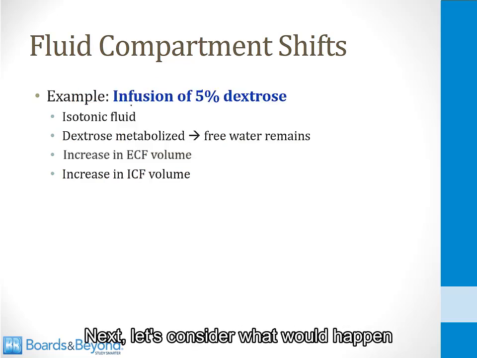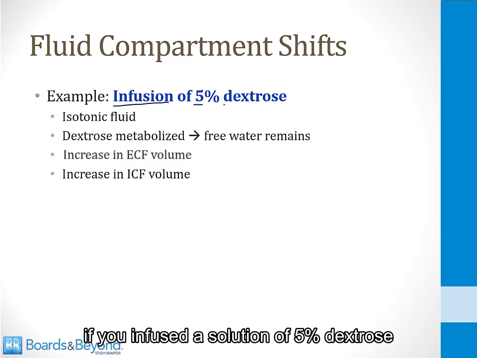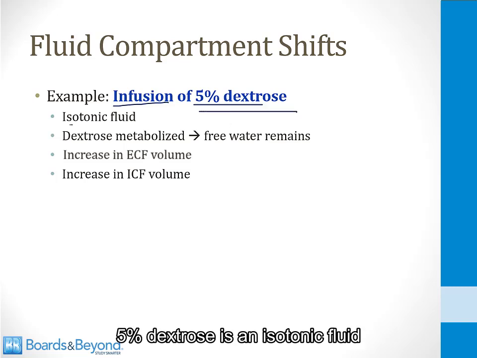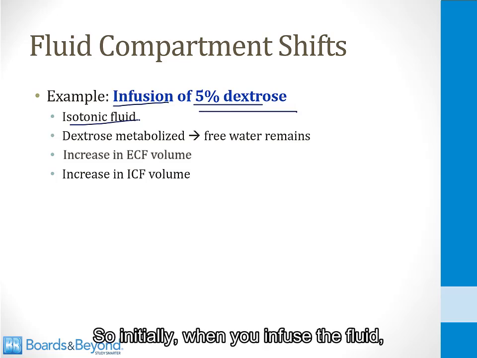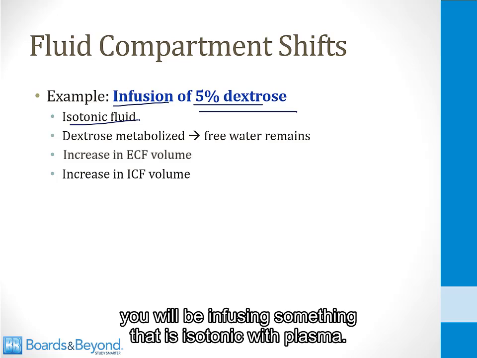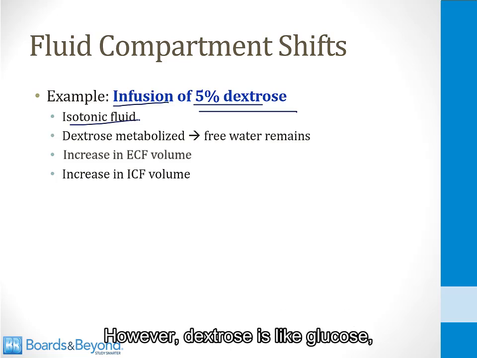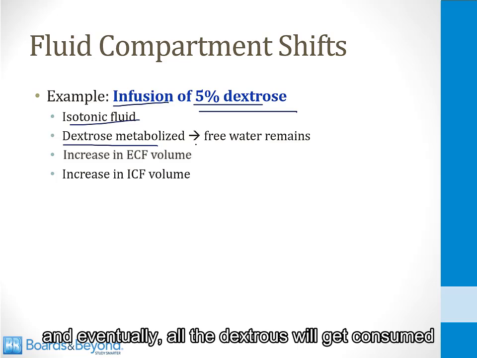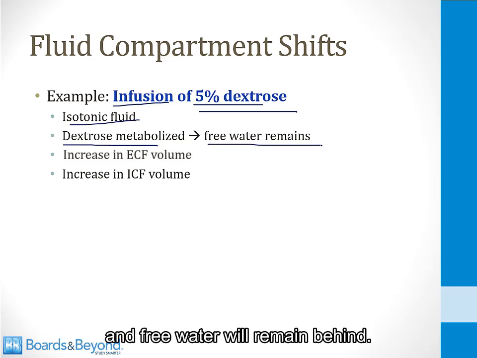Next, let's consider what would happen if you infused a solution of 5% dextrose into a patient's veins. 5% dextrose is isotonic with plasma. So initially, when you infuse the fluid, you will be infusing something that is isotonic with plasma. However, dextrose is like glucose, so it will be slowly metabolized by cells in our body, and eventually all the dextrose will get consumed and free water will remain behind.